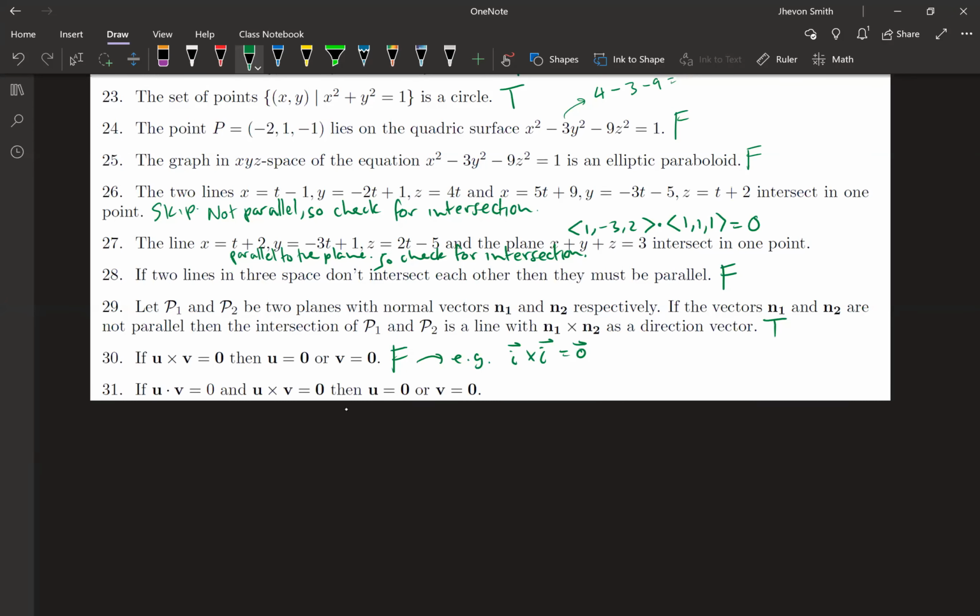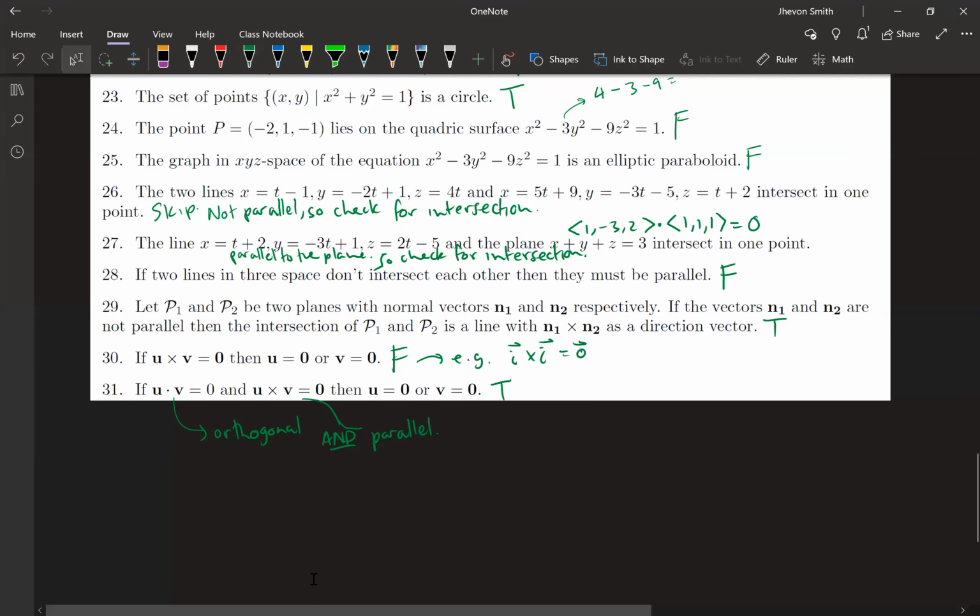So this means that they are orthogonal. And this means they are parallel at the same time. What is the only thing that's orthogonal to something and at the same time parallel to that thing? The 0 vector. So yeah, one of those guys has to be the 0 vector.